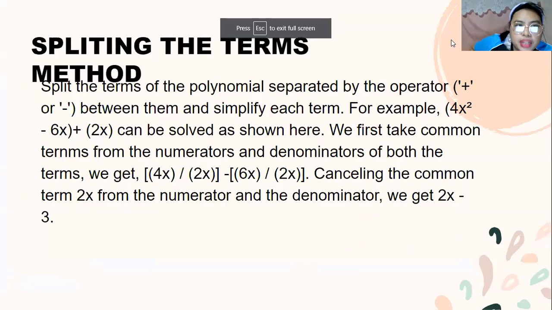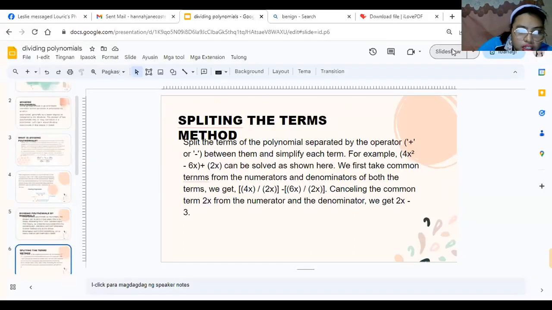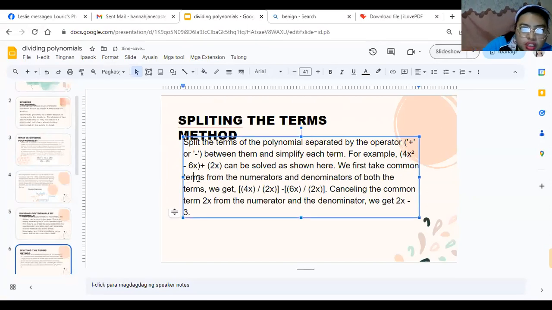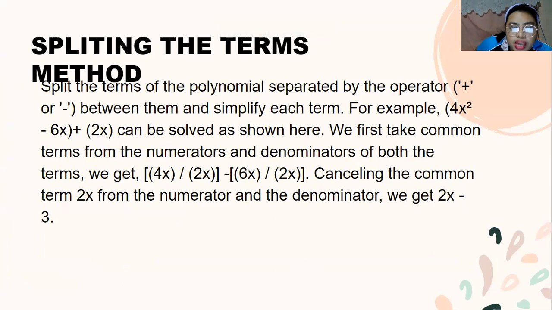Splitting the terms method. Split the terms, or separate the terms of the polynomial separated by the operator, positive or negative, between them, and simplify each term. For example, 4x squared minus 6x divided by 2x can be solved as shown here. We first take common terms from the numerators and denominators of both terms. We get 4x squared divided by 2x minus 6x divided by 2x. Canceling the common term 2x from the numerator and the denominator, we get 2x minus 3.